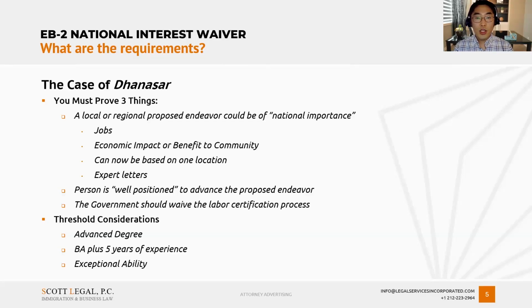Lastly, you will need to explain why the government should waive the labor certification process. Please keep in mind that we are not going to discuss the EB1 and NIW eligibility criteria in great detail today. We'll only cover them at a higher level because those 2 categories are very extensive green card categories.